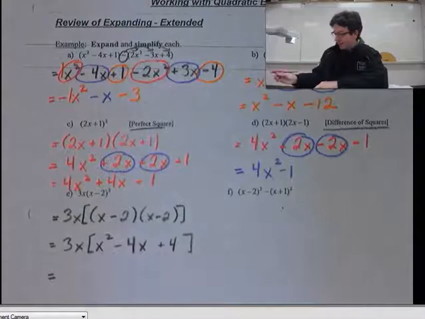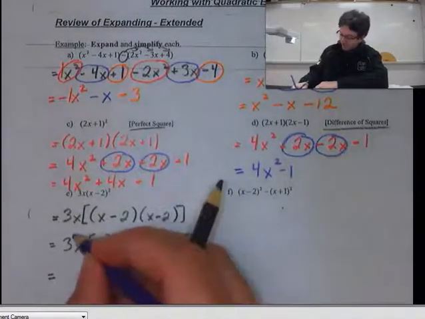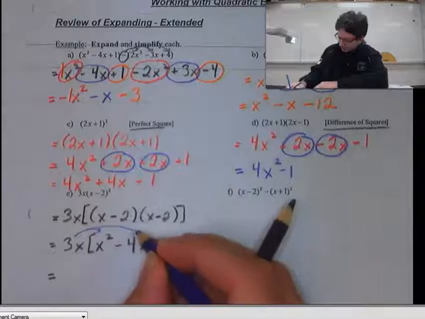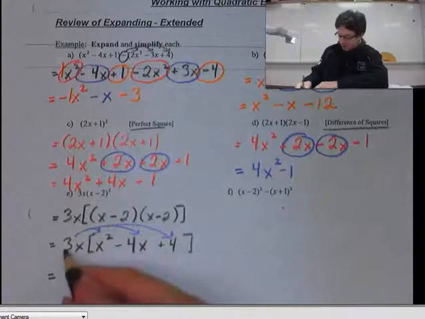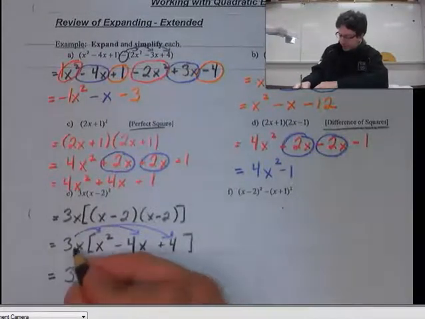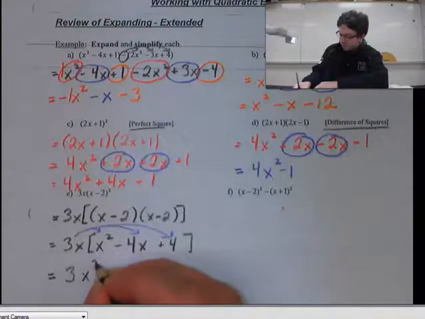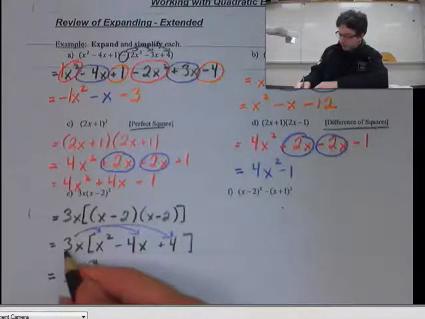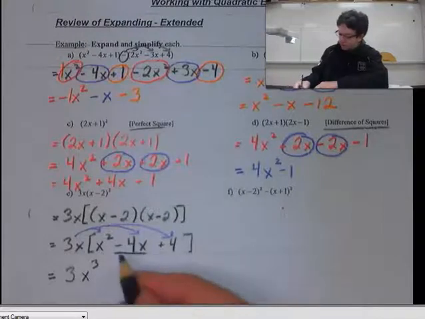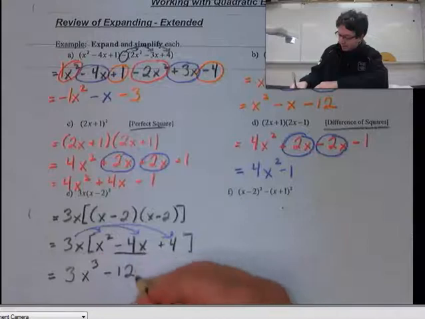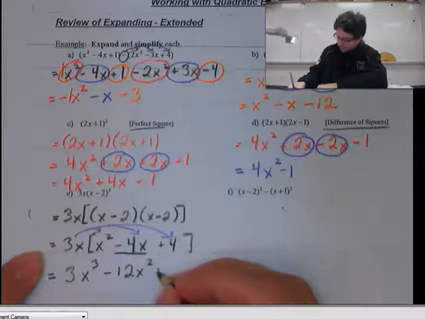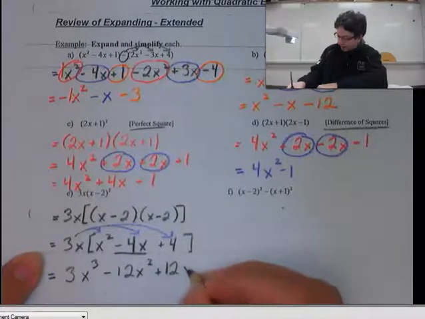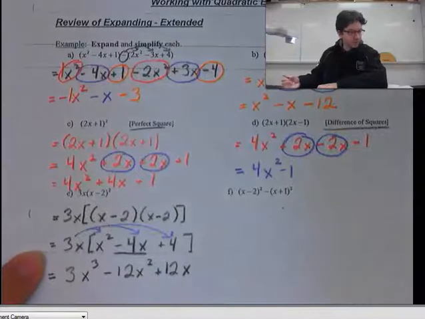But we're not done expanding yet, because we still have this 3x out here that we have to distribute into this large bracket that we created, into every single term. So the first one gives us 3x times x squared is x cubed. Right? We're just adding the exponents. The next one, again, that negative is part of our term. So 3 times negative 4 is minus 12x squared. And our last term, 3 times 4, is just positive 12x. And there's no like terms there. So that's it for that question.